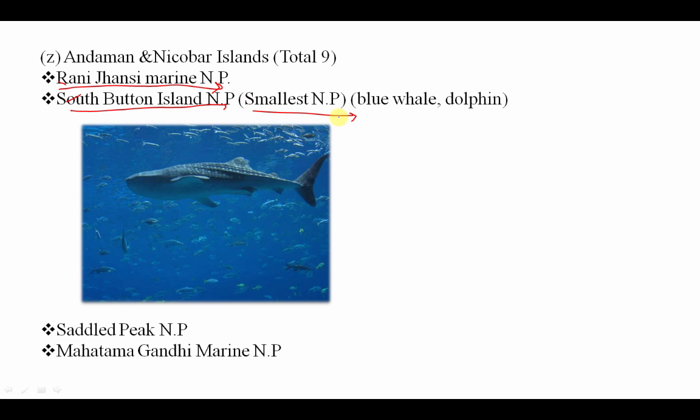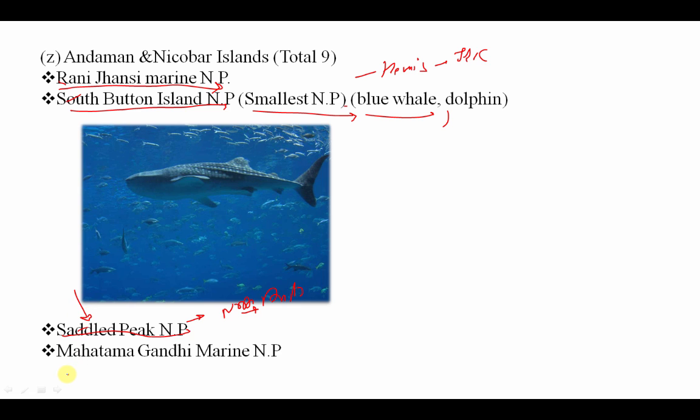Smallest national park. Hemis is the biggest national park. It is in J&K, and the smallest national park is South Button. It is famous for the blue whale and dolphin. And third is the Saddle Peak National Park. It is in North Andaman. It is the biggest peak of the Andaman region.